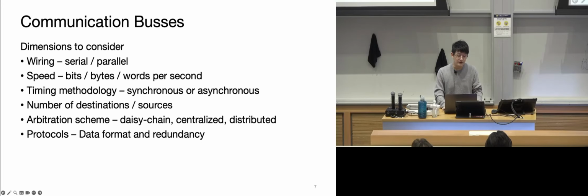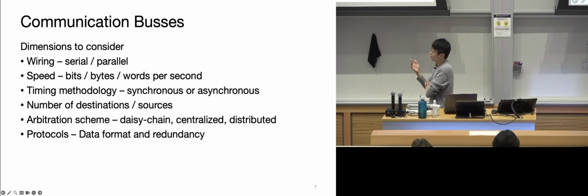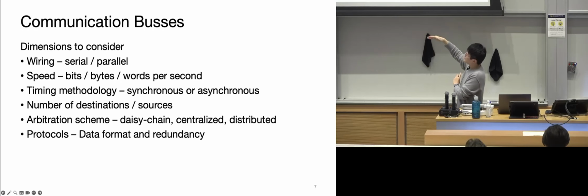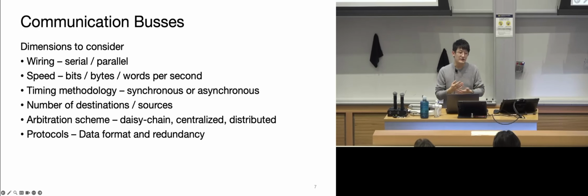And then when we talk about different protocols, that basically means what data format is going through, including whether it is parallel or in serial. The data format and the redundancy, say parity bits or any other mechanism used to make sure of the data integrity.